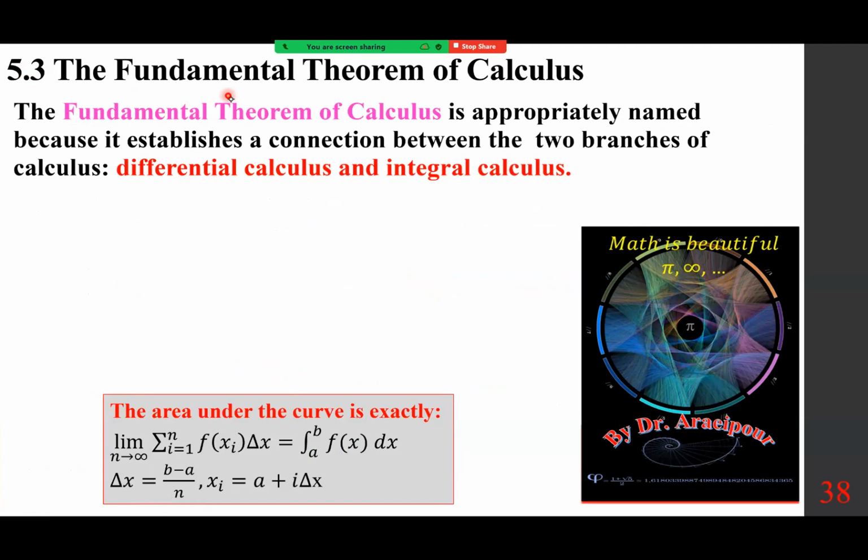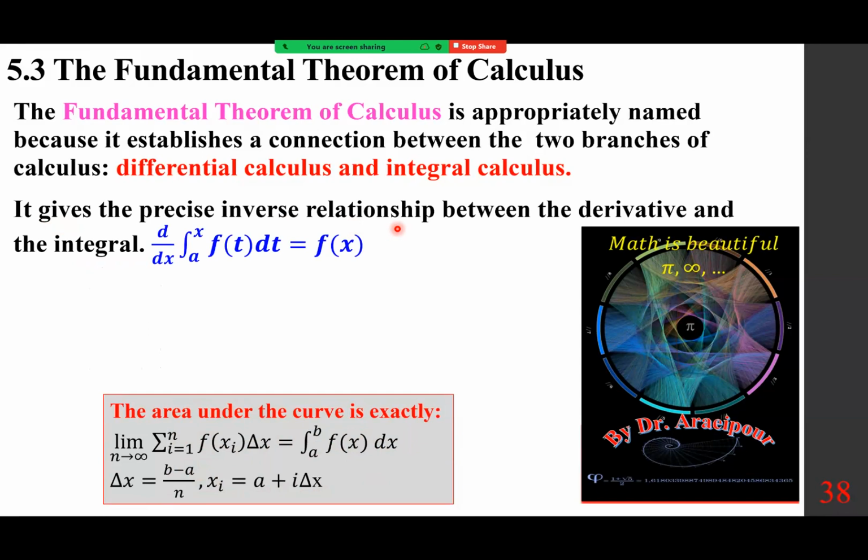FTC, the fundamental theorem of calculus. The FTC is appropriately named because it establishes a connection between the two branches of calculus, differential calculus and integral calculus, and reminding everyone that the area under the curve is approximated by this, and it's exactly equal to this limit. This is identical to this, where delta x is b minus a over n and x sub i is a plus i delta x. And remember, this is again the difference of areas if the function is not positive.